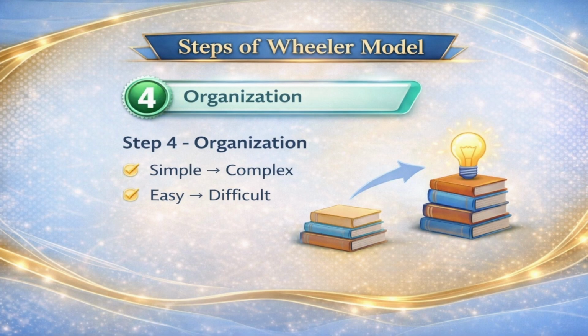The next step of Wheeler model is organization and integration. This step means arranging content and activities in a proper sequence, such as teacher organizes contents from simple to complex, easy to difficult, and known to unknown. For example, teacher arranges words first, then sentences, then dialogue and conversation. Simply, this step organizes learning, integrates different learning areas and makes the learning easy and systematic.